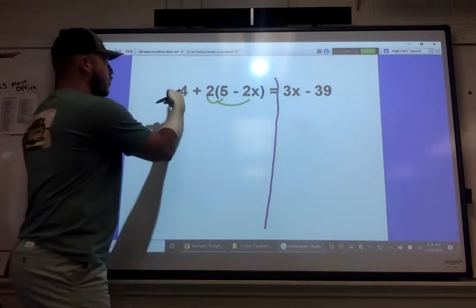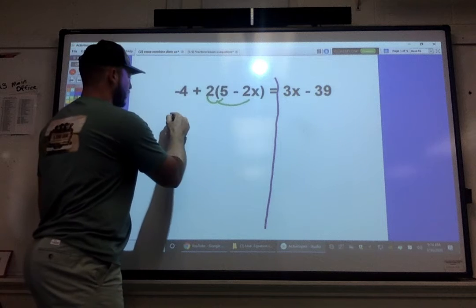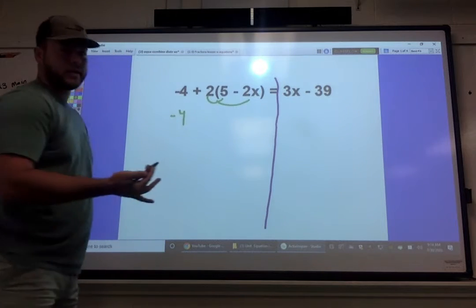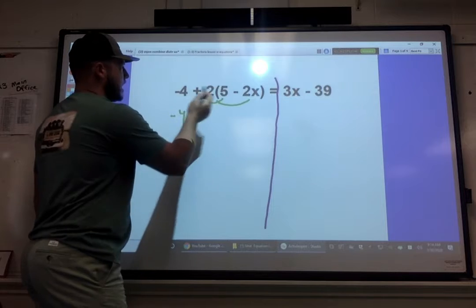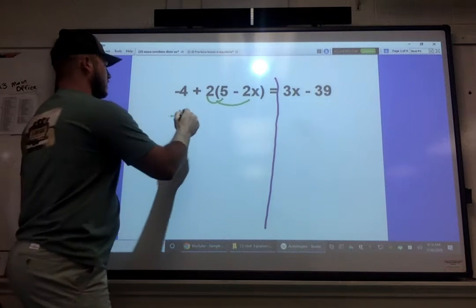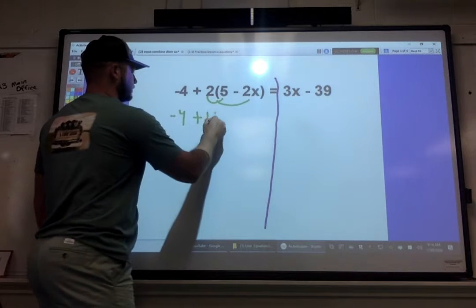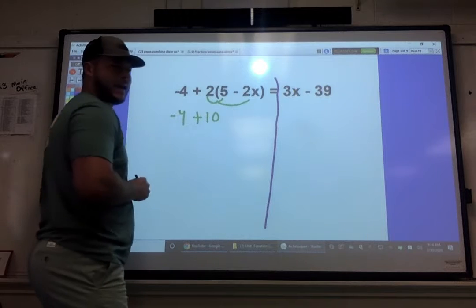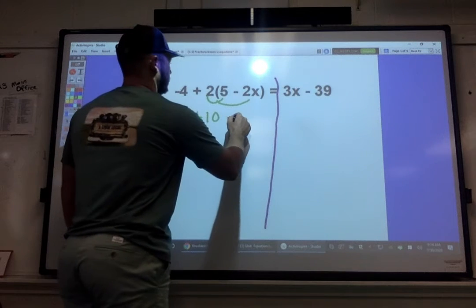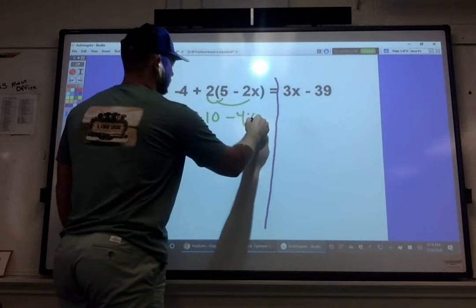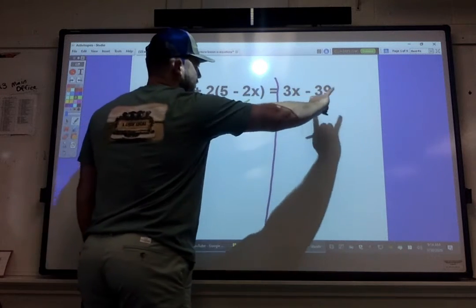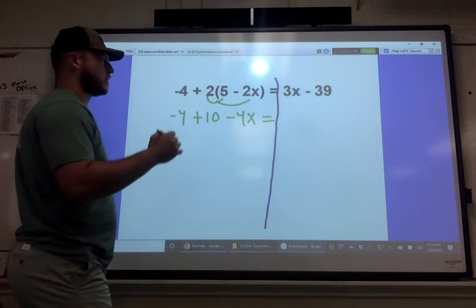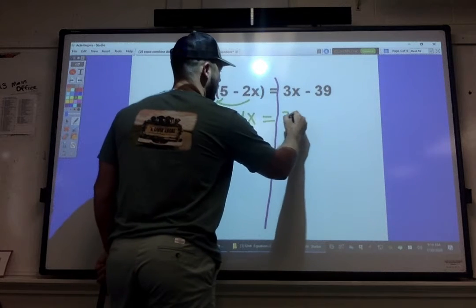Now, this -4, I'm not using that yet, so I'm just going to go ahead and bring it down so that I don't forget. Now I'll distribute my 2. So 2 times a +5 would be a +10, and 2 times a -2x would be -4x, and then that's equal to, nothing's going on over here. I don't have like terms that are on the same side over here on the right, so I'm just going to bring down both of these terms.